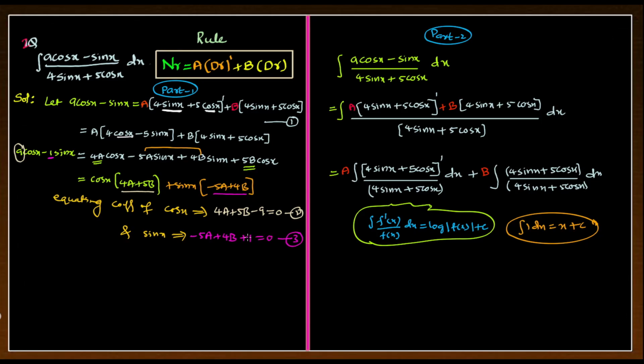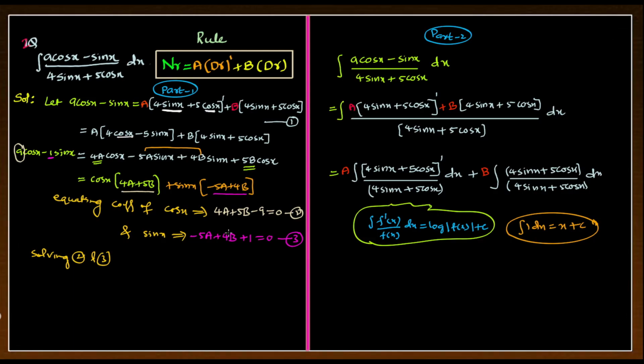On comparing both sides, cos x and sin x, we are getting two equations in two variables, that is a and b. Now solving these two equations, we will get the values of a and b. I am doing the cross multiply method. You can do any method, either cross multiply, substitution method, or elimination method. Okay, solving 2 and 3.